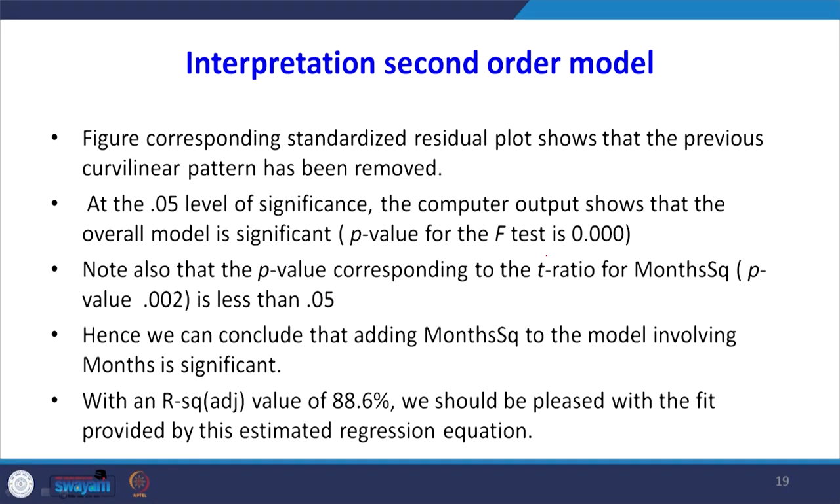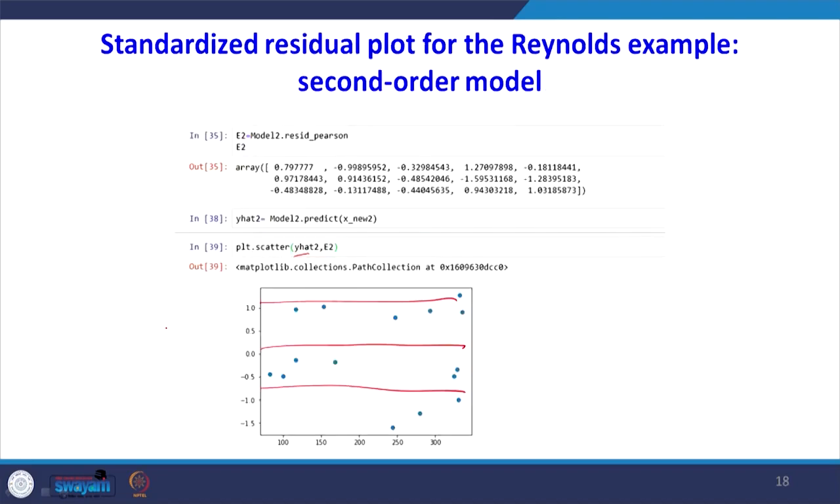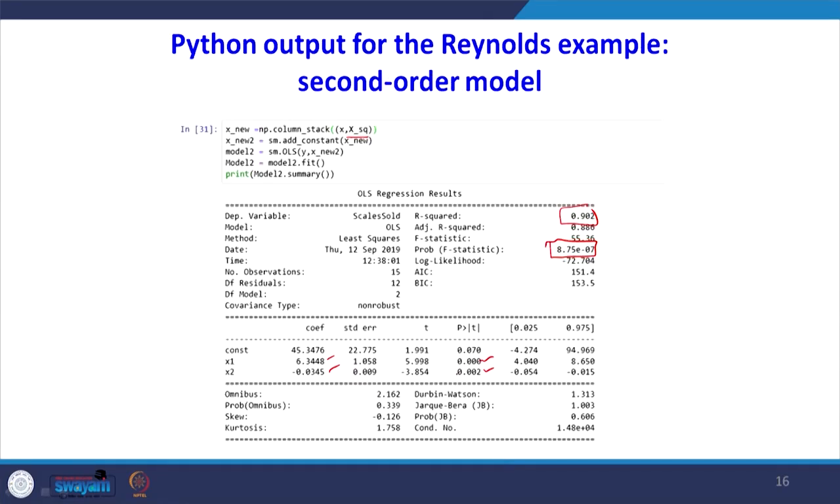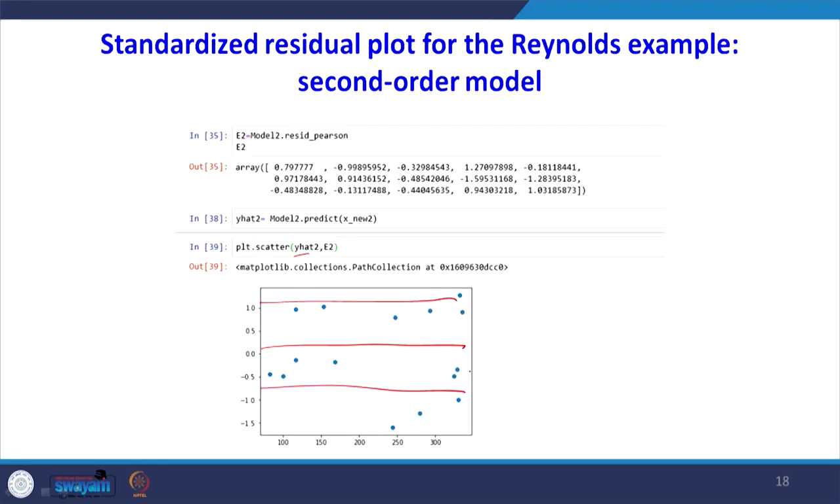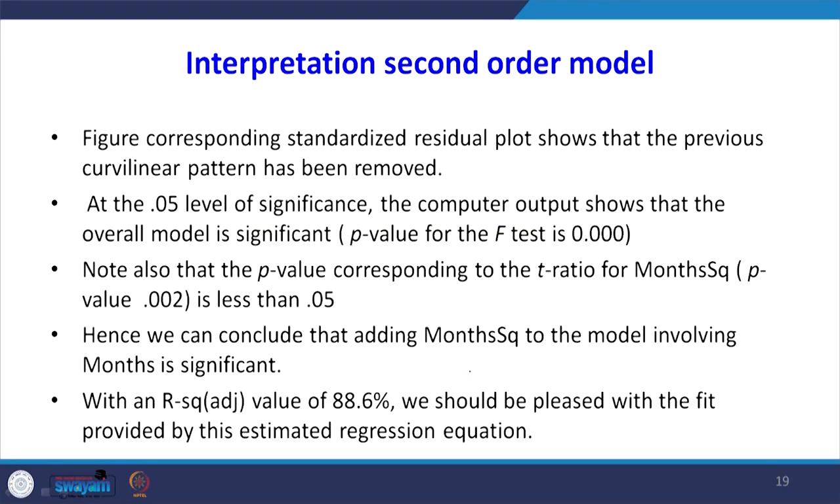Note also that the p value corresponding to the t ratio of month square is 0.002, this one, this is also significant. Hence, we can conclude that adding month square as a new variable to the model is also significant. With an adjusted R square value of 88.6%, we should be pleased with the fit provided by this estimated regression equation, where a nonlinear relationship is present.